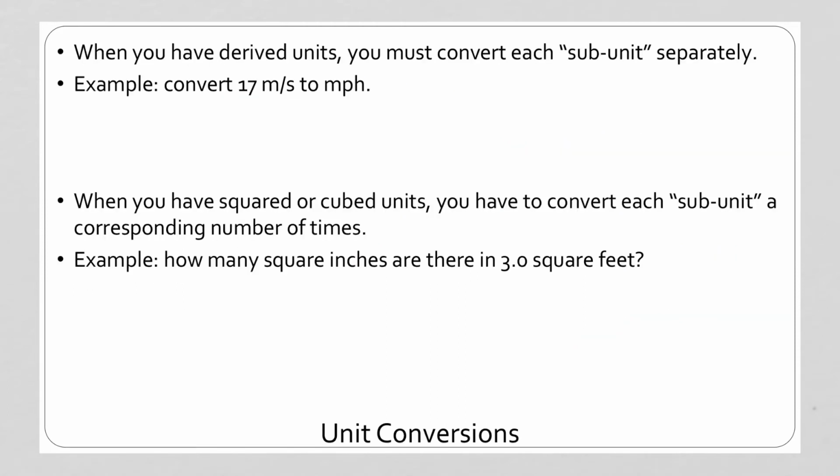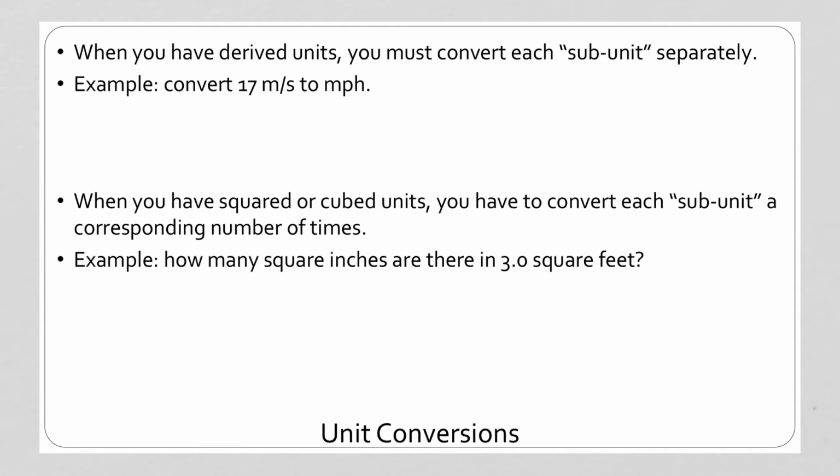We can use this same basic method even when we have more complicated conversions to do. Sometimes we'll have derived units where we have various subunits that we need to consider, and we can do that separately. So for example, if we want to convert meters per second to miles per hour, this is a distance per time, so this is a speed, that's a derived unit.